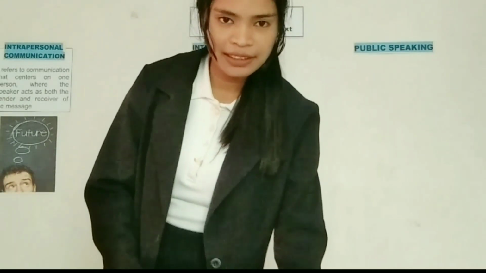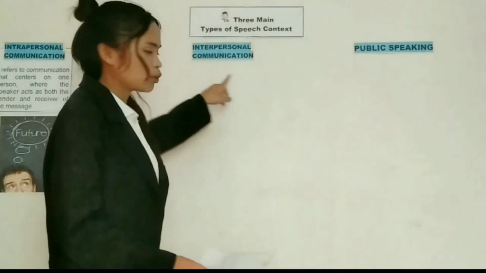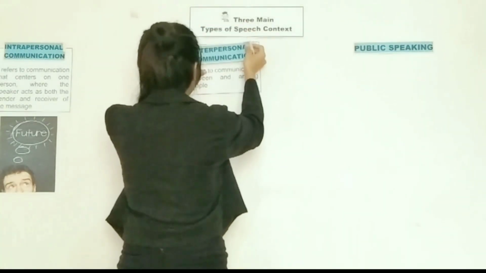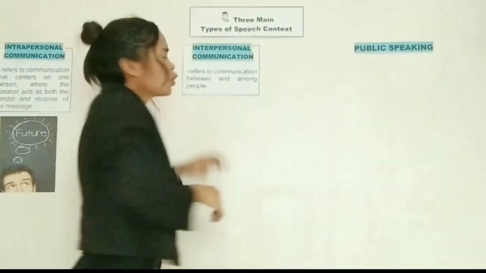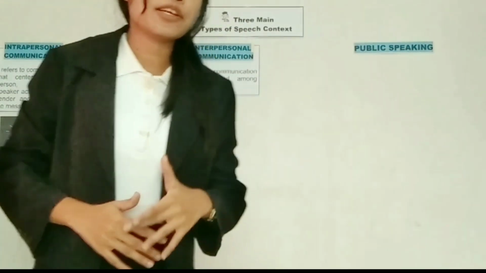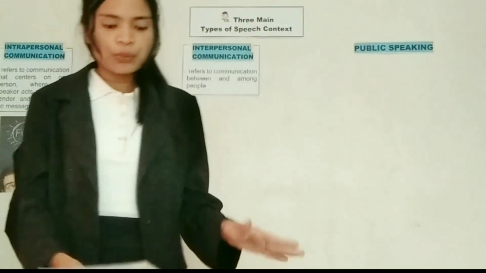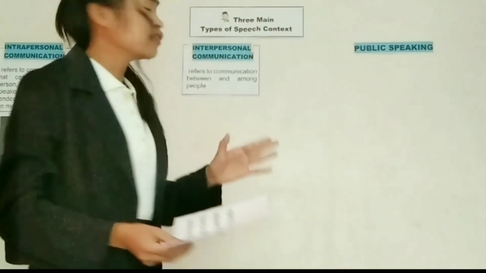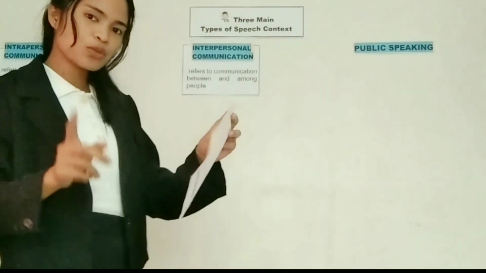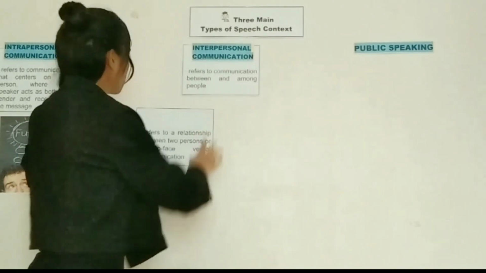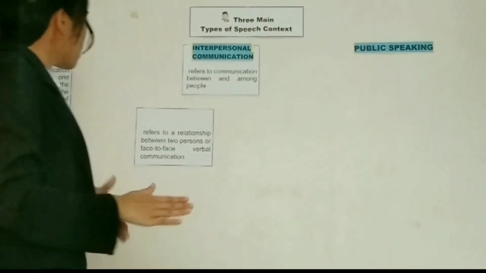Alright, very good. That is interpersonal communication. When we say interpersonal communication, class, it refers to communication between and among people. Actually, class, we have two types of interpersonal communication. The first one refers to a relationship between two persons or face-to-face verbal communication.